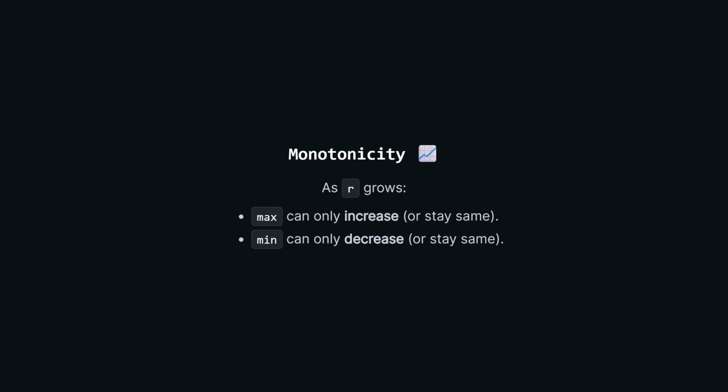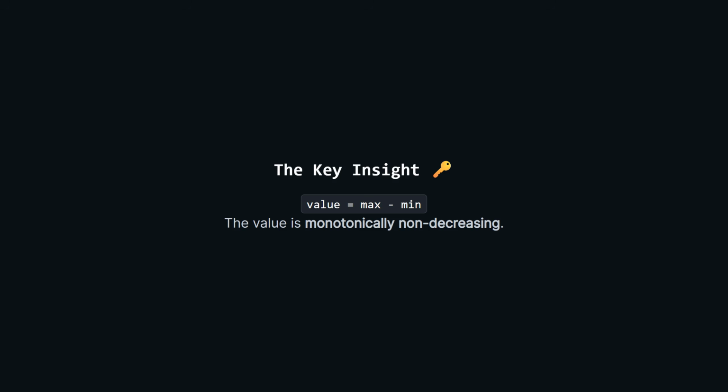Well, as we add more numbers to our selection, the maximum number we've seen can only get bigger or stay the same. It can never go down. Conversely, the minimum number can only get smaller or stay the same. Because the maximum goes up and the minimum goes down, the difference between them will always grow or stay flat as we expand our subsection to the right.